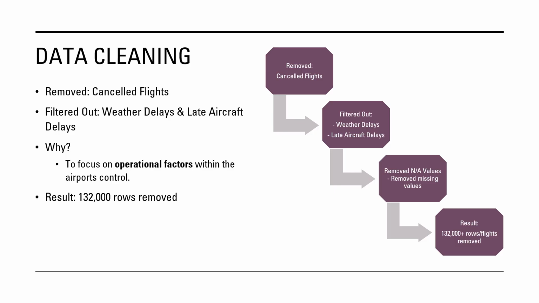Moving into my methods, I started by cleaning the data. I removed canceled flights and also filtered out delays which were caused specifically by weather or late arriving aircraft. I did this because I wanted to isolate the variables an airline can control, like scheduling and airport logistics, and exclude random weather events. This reduced my dataset by about 132,000 rows.